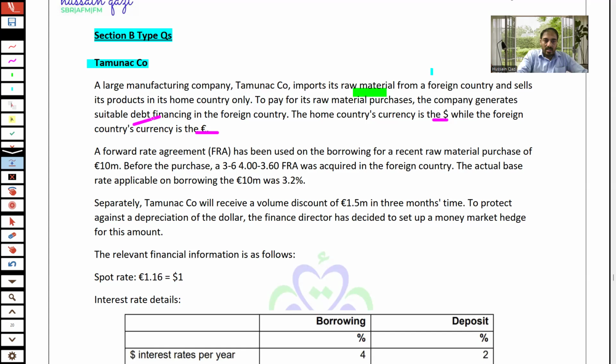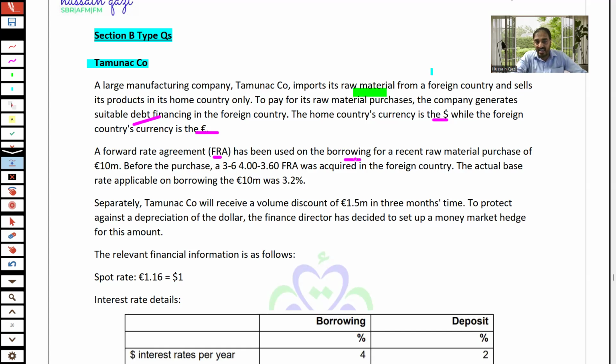Okay. Next para. The FRA, forward rate agreement, has been used on borrowings. So the situation has changed here. The first line is something about interest rate risk management, FRA. So you have to read it very carefully. First para, something about forex, that's raw material import and all things. First para also includes something about debt finance. Second para starts with something about borrowings.